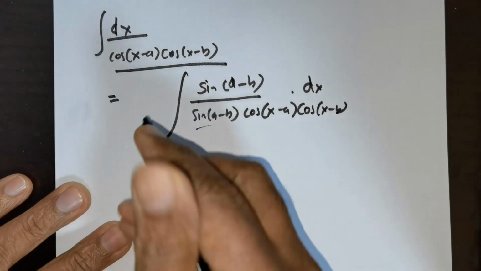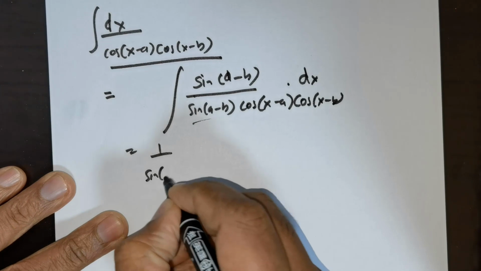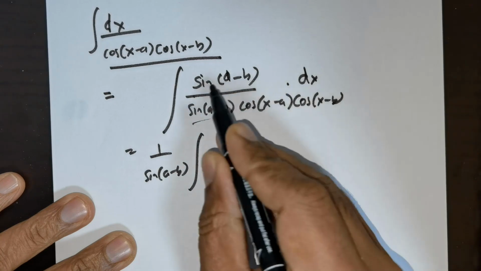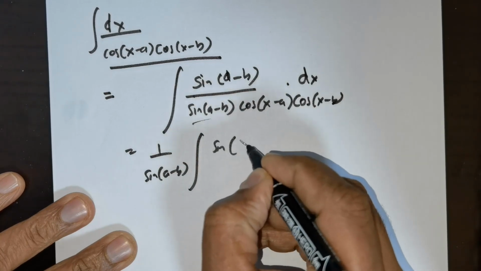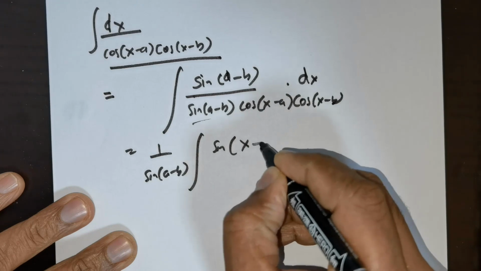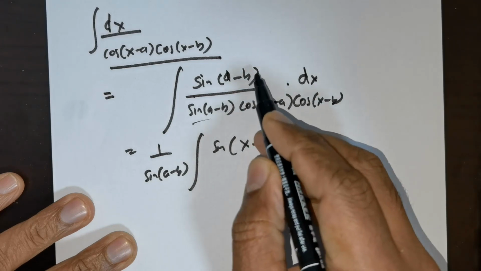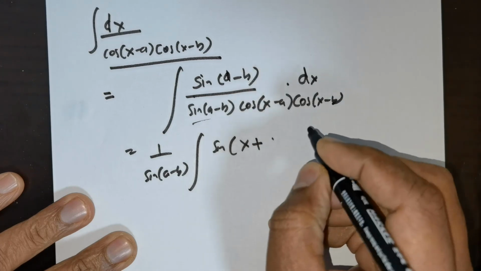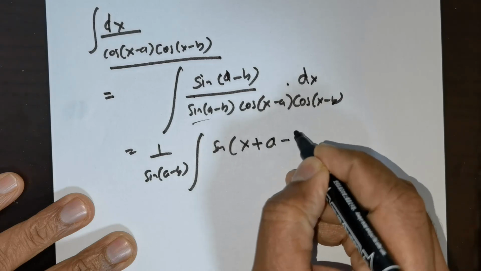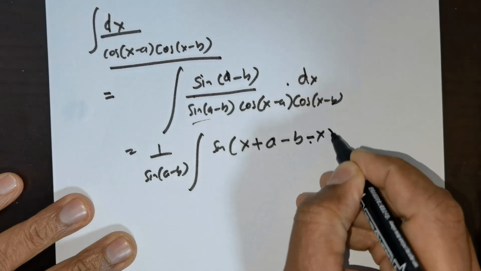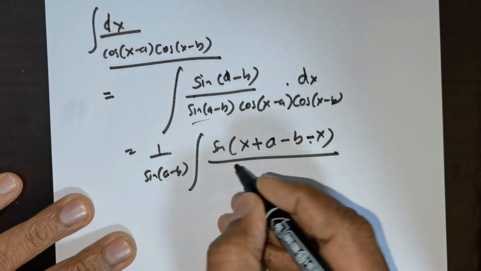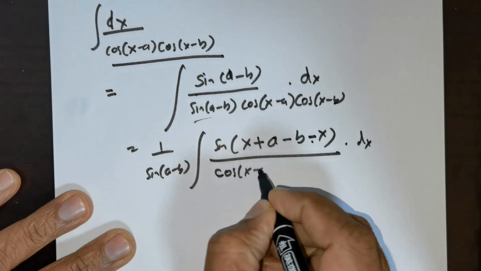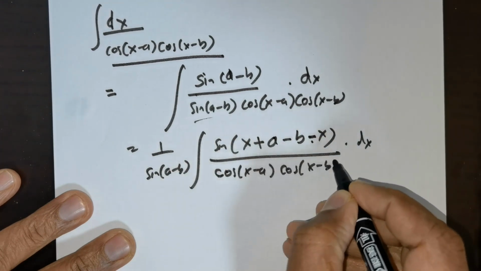Now this is a constant, so push this out. So it's going to be 1 over sine of (a − b) integral. Now I want to have x − a and x − b. So to get that, I'm going to add x and subtract x, so that a − b followed by positive x and negative x gets cancelled, so no harm is done. And this is divided by cos(x − a) times cos(x − b).